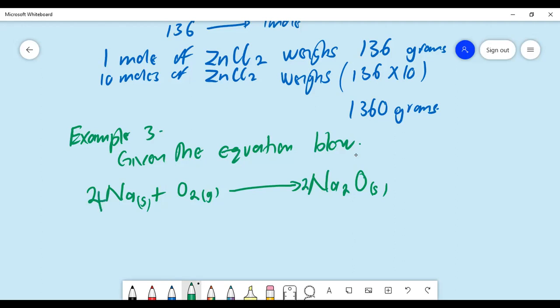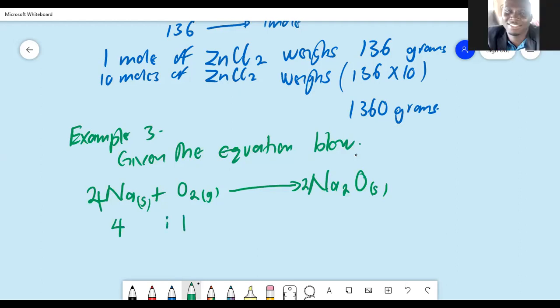Now what is the mole ratio now? What's the mole ratio? Mole ratio is 4 over there to 1 to 2. Are you seeing that one? Yes. Mole ratio is 4 to 1 to 2.